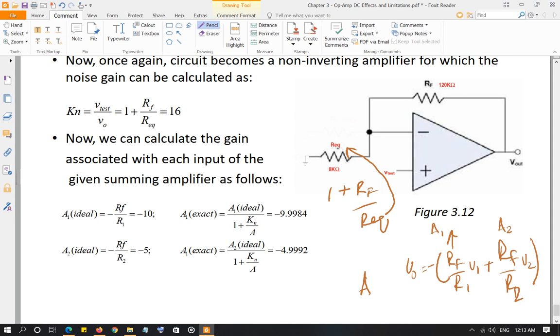So noise gain is important. You're going to see the noise gain in, I believe, the next chapter as well. So make sure you understand how to calculate the noise gain for any operational amplifier. You have to go through 3 steps again. First, de-energize the input voltage sources by grounding them. Second, apply a test source at the non-inverting input of the amplifier. And third, calculate the gain from the output to the test source. And that's going to be your noise gain.